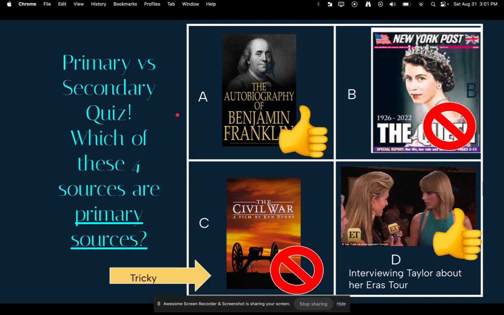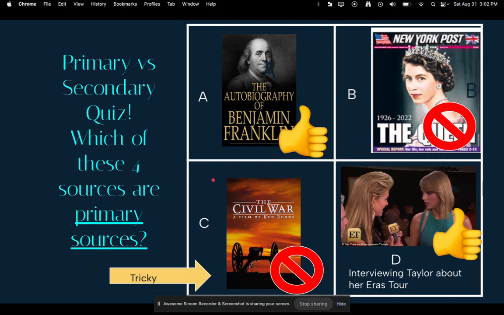Yeah, this can get a little tricky. So A is definitely a thumbs up. That's the autobiography of Benjamin Franklin. He wrote about his own life. He experienced that firsthand. That is for sure a primary source. New York Post about the Queen. See, it wasn't written by the queen, so that would be a secondary source because the journalists who are writing about the queen did not experience her life themselves. They're just interpreting it. Now, this one is really tricky.